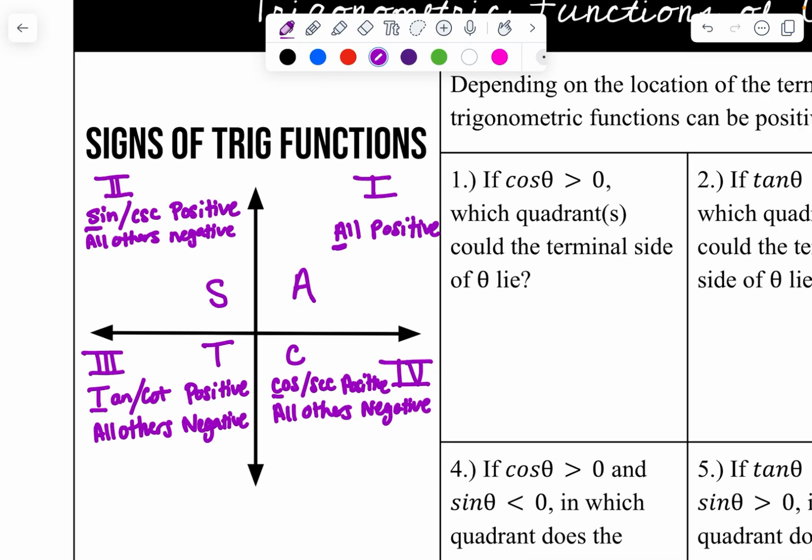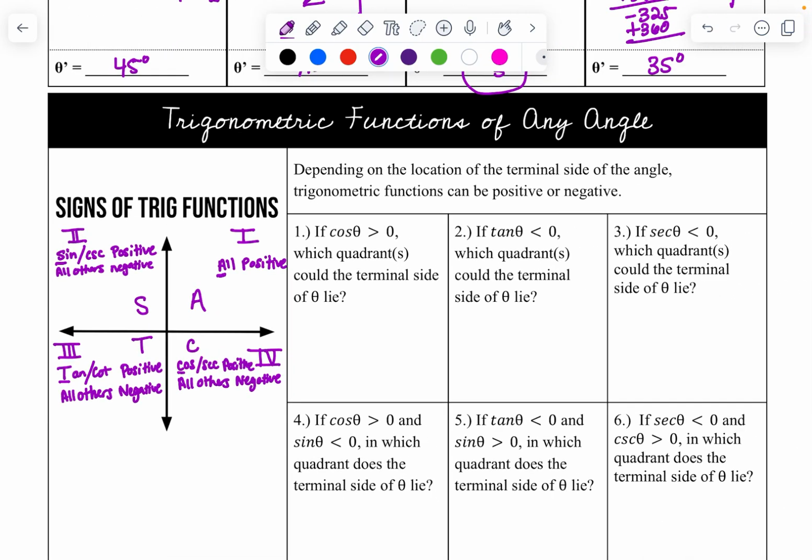And so we can use a mnemonic device or tool to help us remember this idea that in the first quadrant, everything's positive. In the second, it's the sine that's positive. In the third, it's the tangent that's positive. In the fourth, it's the cosine that's positive. The most popular one is "All Students Take Calculus," or you could come up with your own, but somehow you have to remember that all of them are positive in quadrant 1, sine and cosecant in quadrant 2 are positive, tangent and cotangent are positive in quadrant 3, and cosine and secant are positive in quadrant 4.